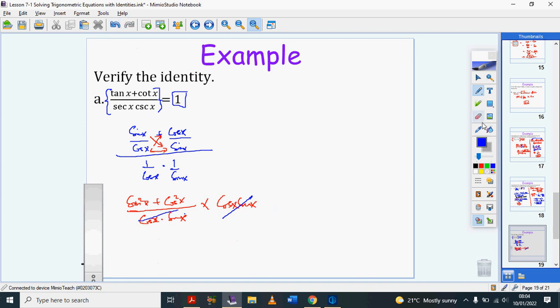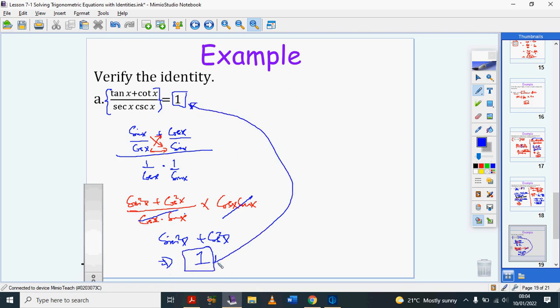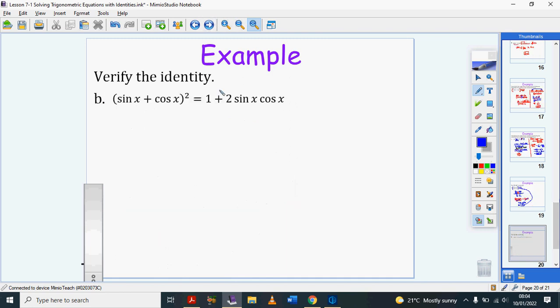And when that crosses out, I'm only left with sine squared x plus cosine squared x, which I have seen so many times that that is 1. So I have shown that the left hand side of the expression is equal to the right hand side of the expression. So I've verified that identity. And then last one, I want to show that this is equal to that.